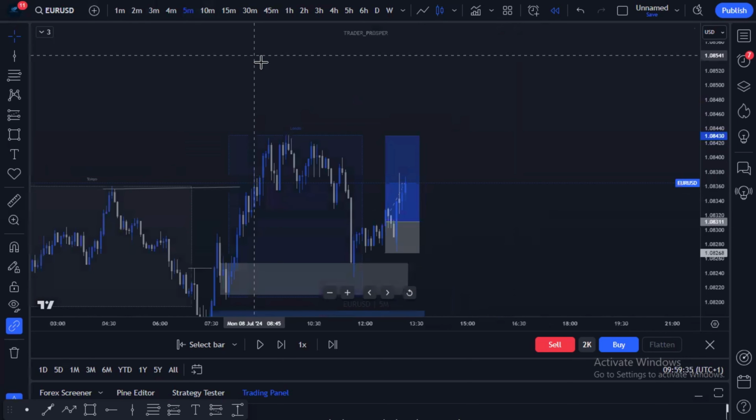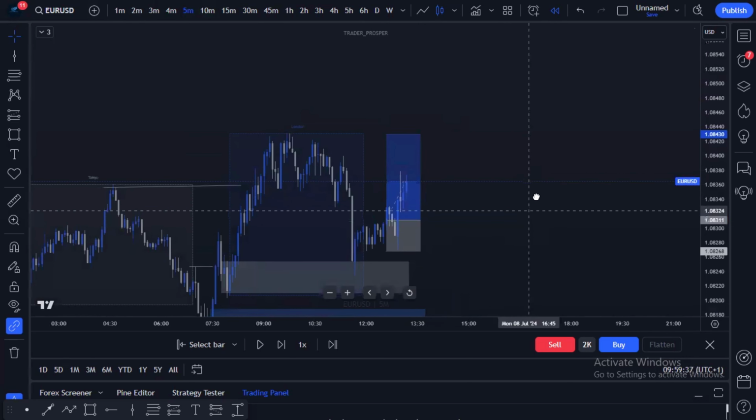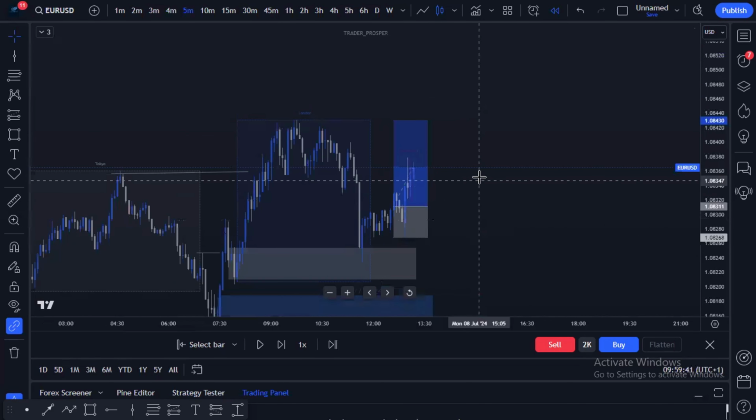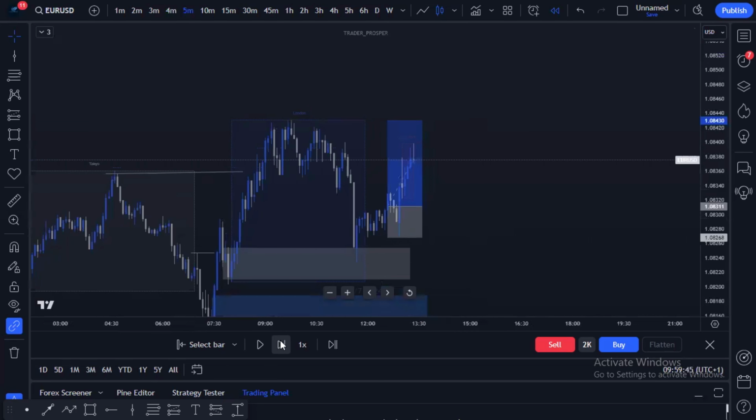Let's see on the 5 minute time frame. All right, so I used the 5 minute time frame to set my stop loss. It was actually at this point here in the market, because I remember this trade. I did profit on this trade.